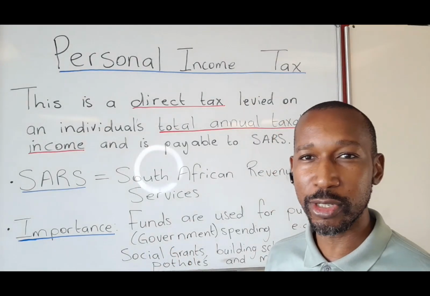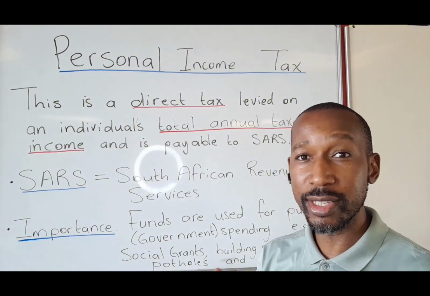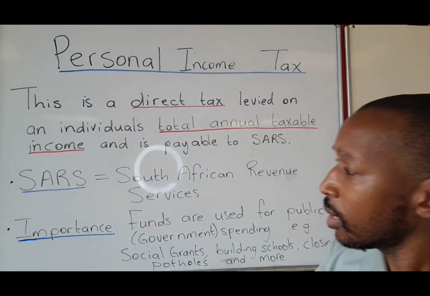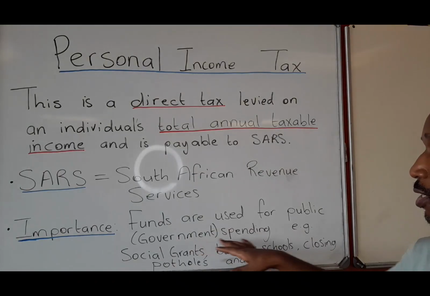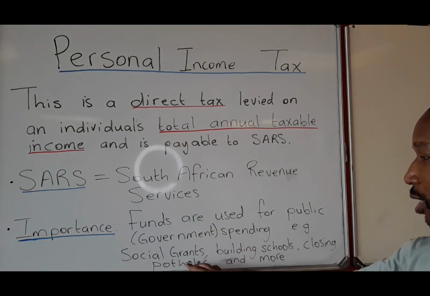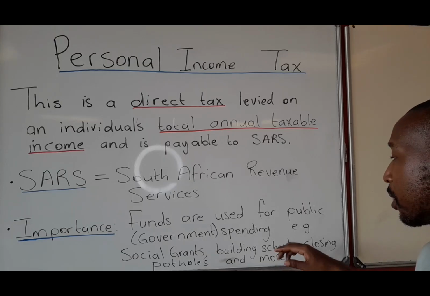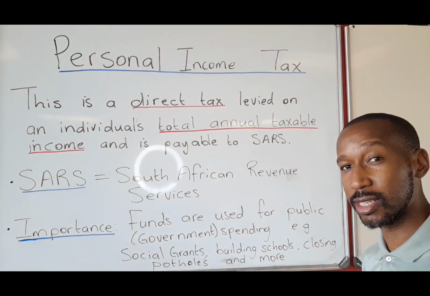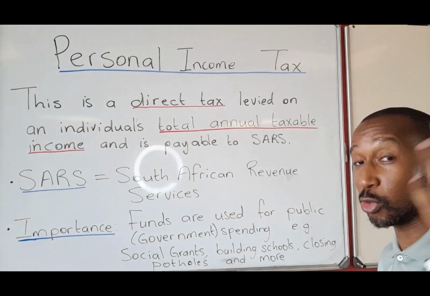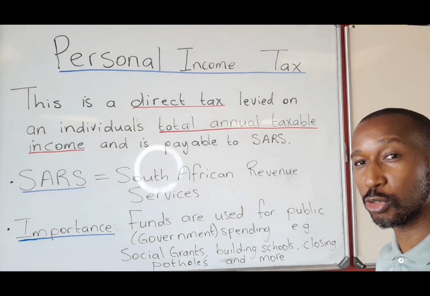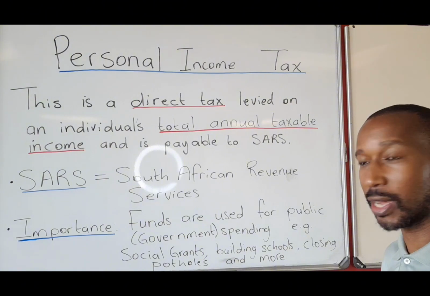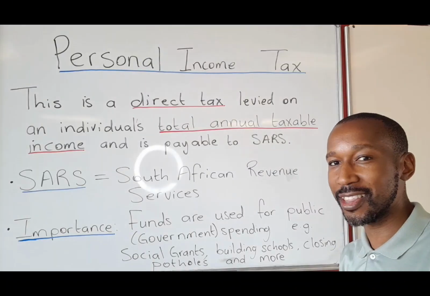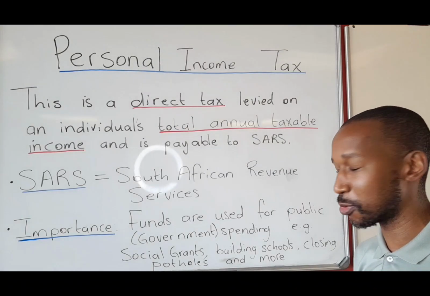And then what is important about taxation, or what is taxation used for? The money that is collected, where does it go to? Well, these funds go towards government spending. For example, paying social grants. We know we have a lot of them in South Africa. Building schools, hospitals, everything that has to do with public facilities. Parks, public parks. We don't have many of those in some areas, but that should be a case of government funding. Closing the potholes. So we have a lot of potholes around South Africa. That money should be going towards closing those potholes.